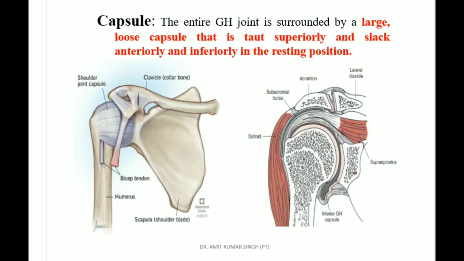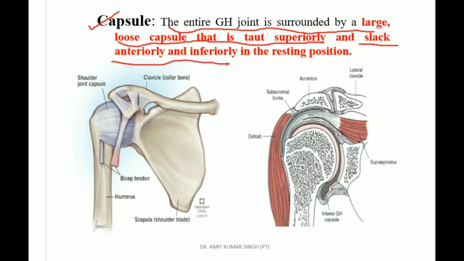The first structure of stability is the capsule. The entire glenohumeral joint is surrounded by a large but loose capsule that is taut superiorly. Taut means tight superiorly, and slack means loose. It is slack in the anterior and inferior parts in the resting position, when our hand is in resting position.